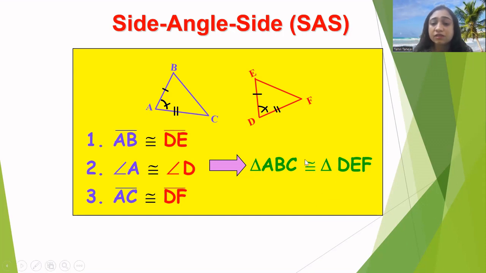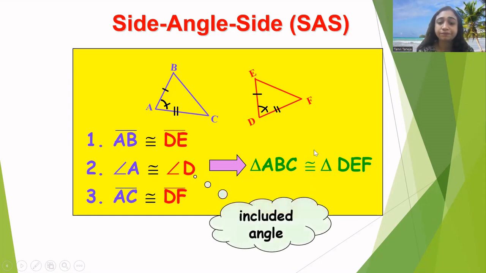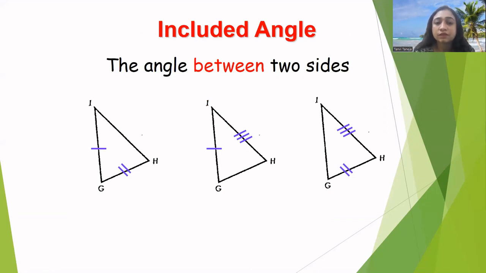Again, I'm telling you there is a particular symbol for congruency, that is an equal sign with a curve over it. So this becomes a sign of congruency. This is the included angle, angle A and angle D. So there are two sides and an angle in between. See? This is an included angle between the two sides.